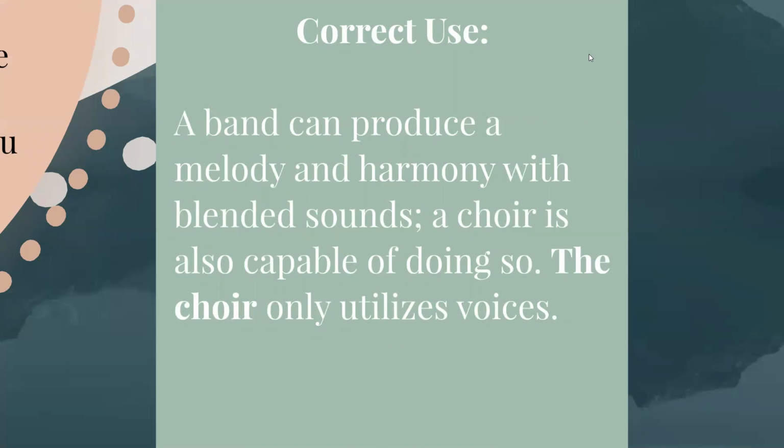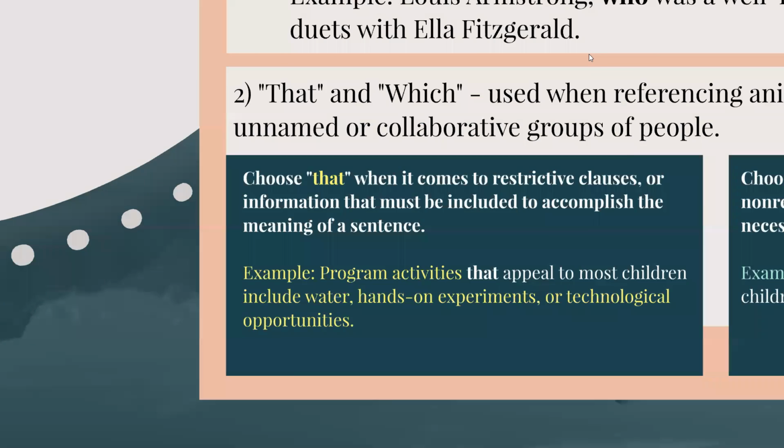A band can produce a melody and harmony with blended sounds. A choir is also capable of doing so. The choir only utilizes voices. And so while the choir was at the end of that first sentence, we needed to still state that in the sentence following because we had two different antecedents in that first sentence. So while it seems redundant, we really needed to provide our audience with that clarity. Remember, that's our number one priority.